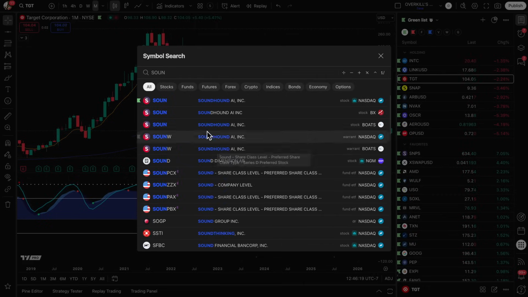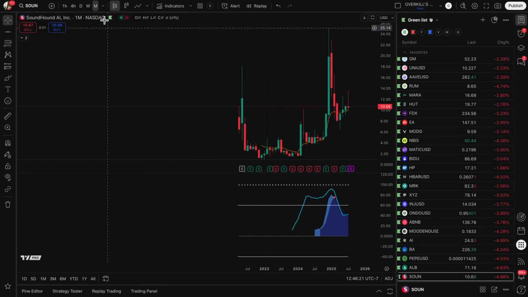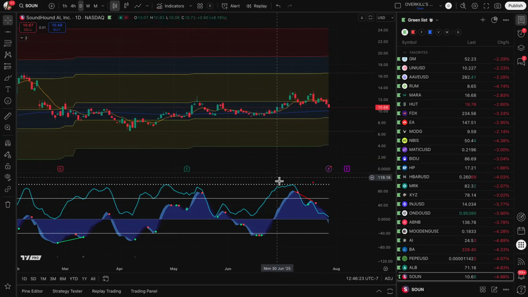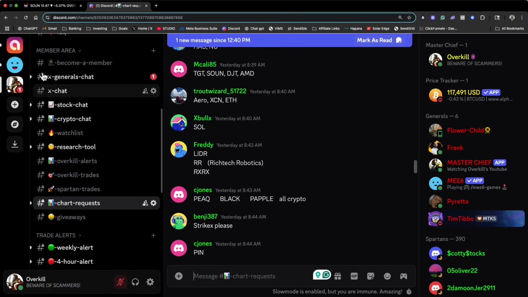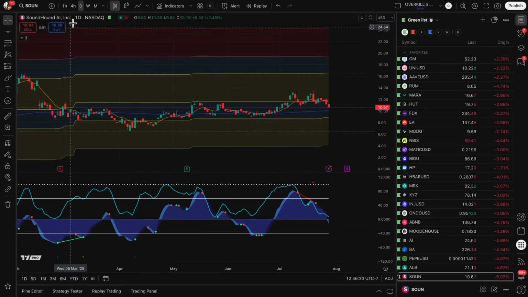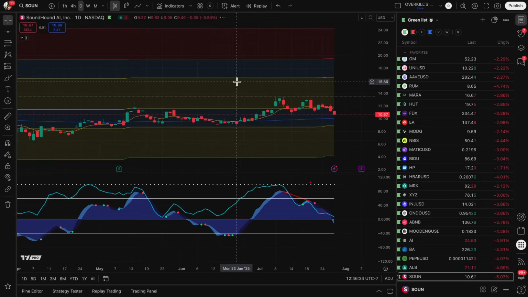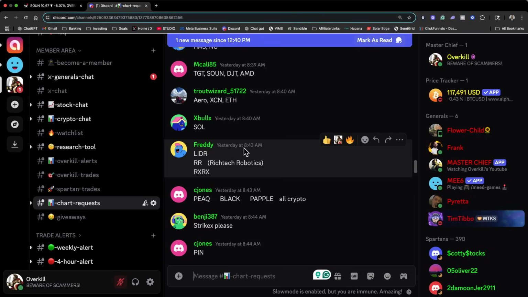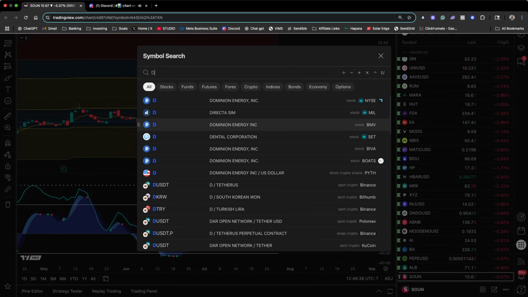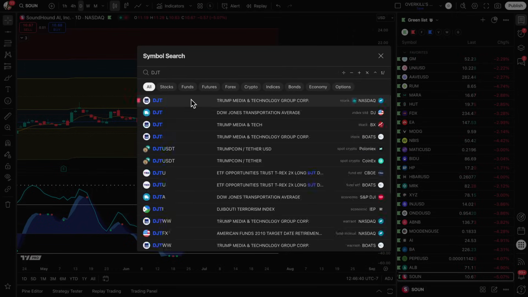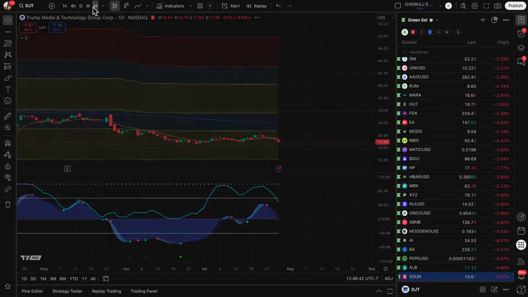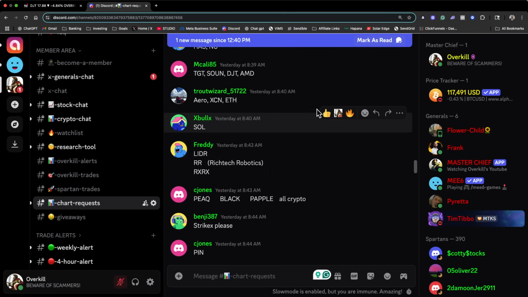SOUN. SOUN needs the daily green dot. Does SOUN have the monthly? No, it doesn't. So that one doesn't have a monthly alert yet. You're just going to want to make sure that one holds on to 10. I think it popped up there for a second. DJT. DJT needs the monthly dot as well.